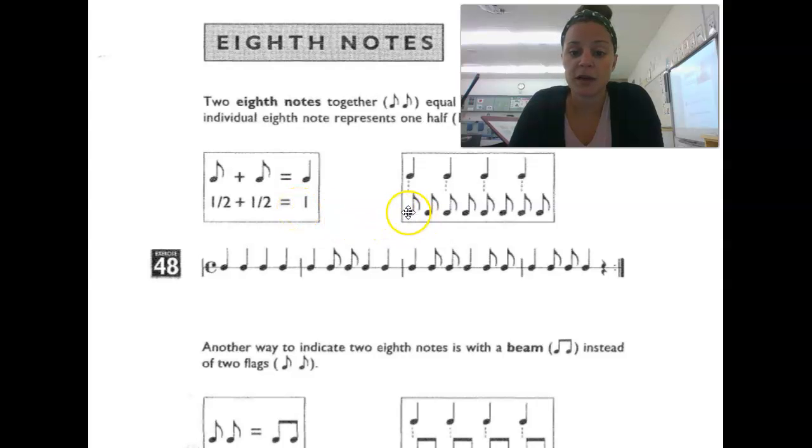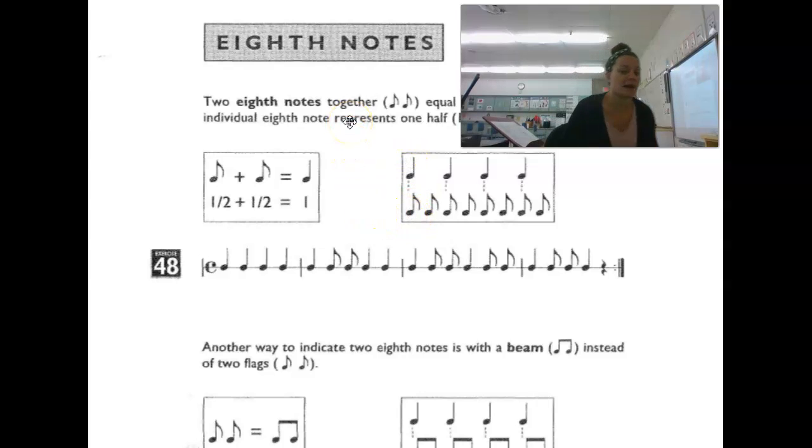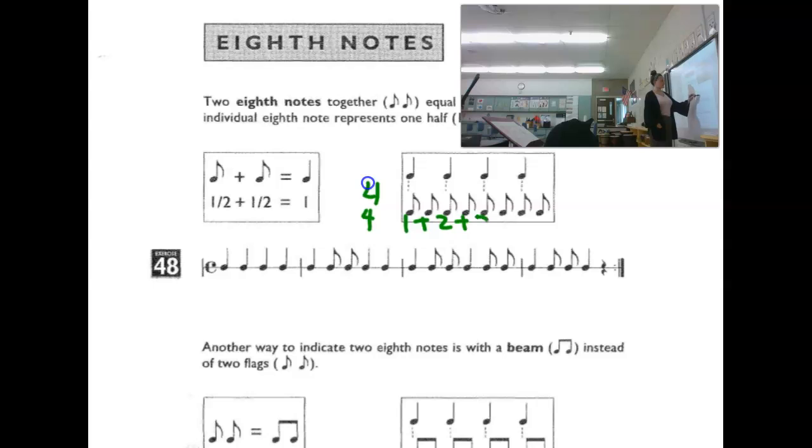So they're showing you here that 2 eighth notes equal 1 beat. So if I was to make that into 4/4 time, and I'm going to put my 4/4 here for my measure, the way I would count it is like this. I'd go 1 and 2 and 3 and 4 and. Because each note gets a sound.